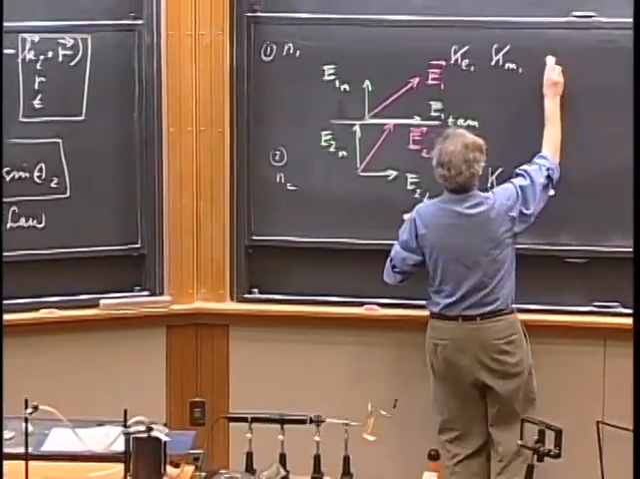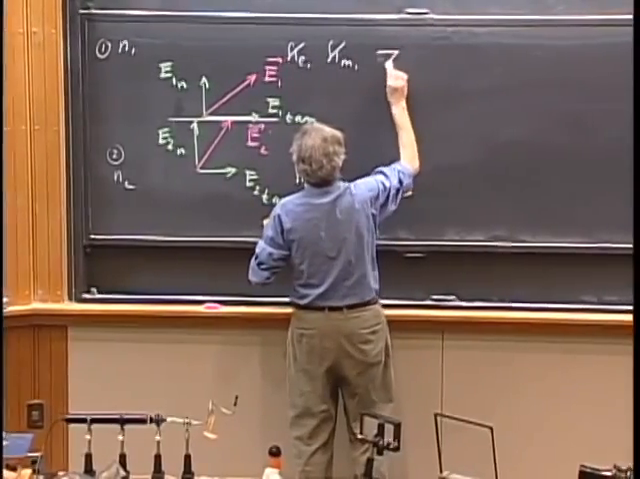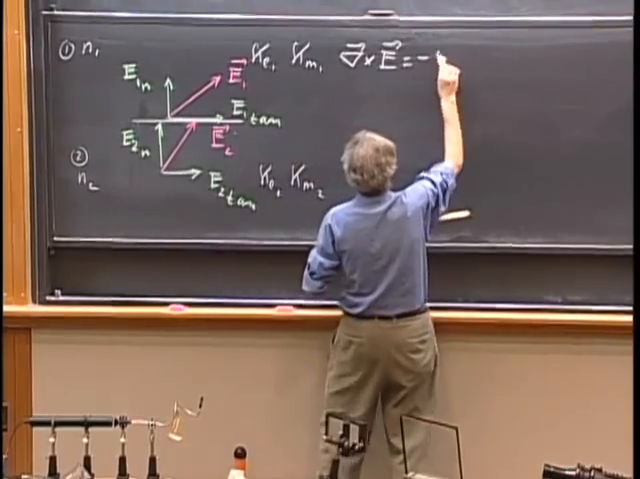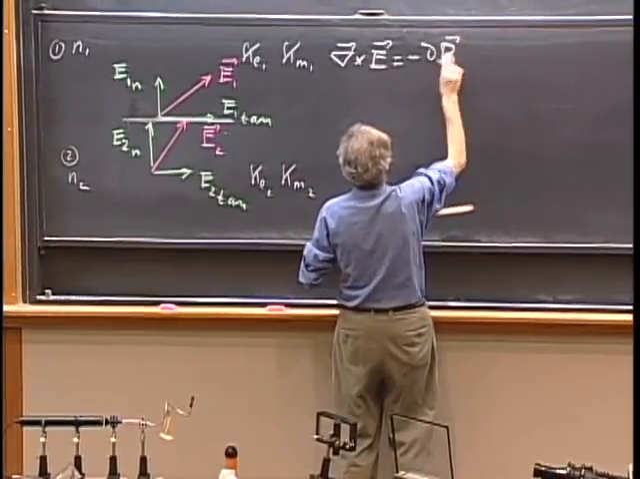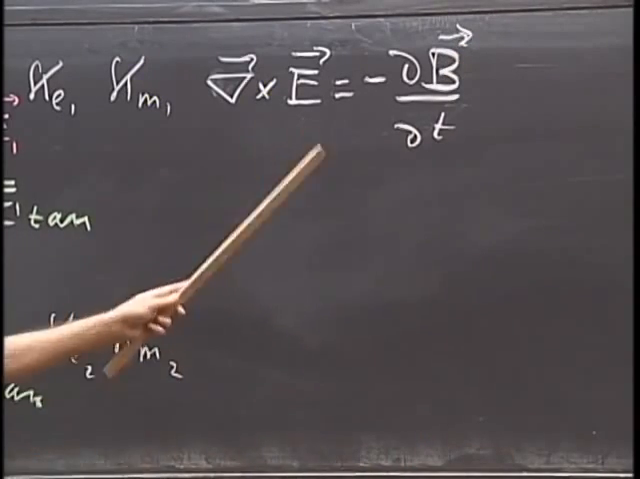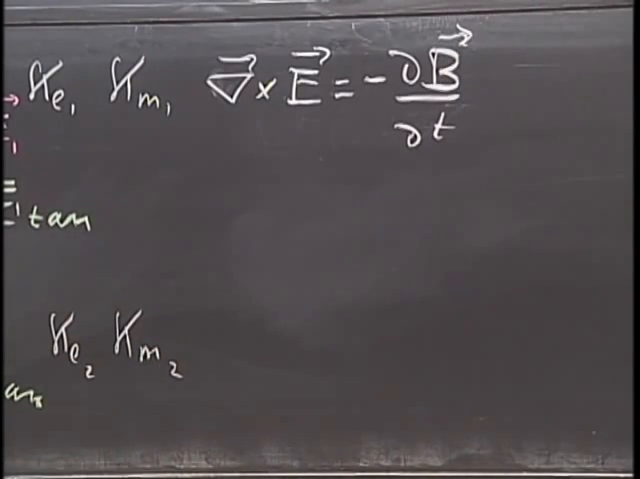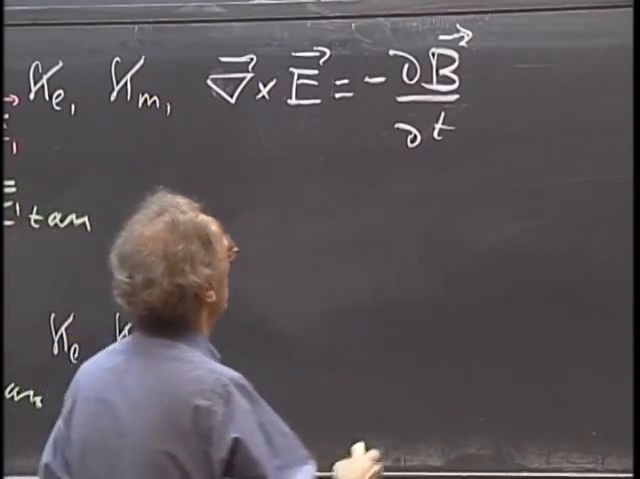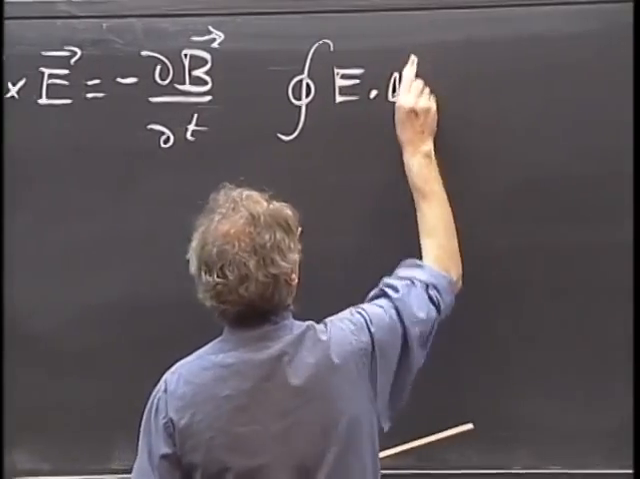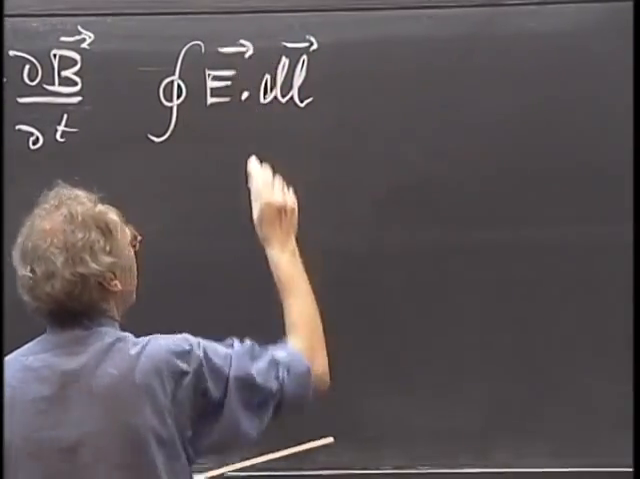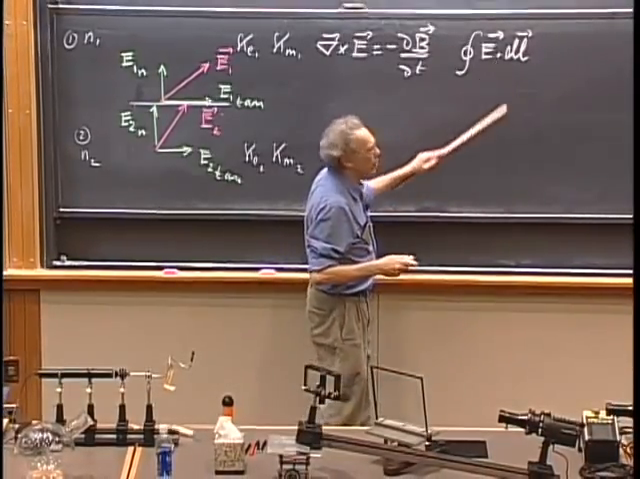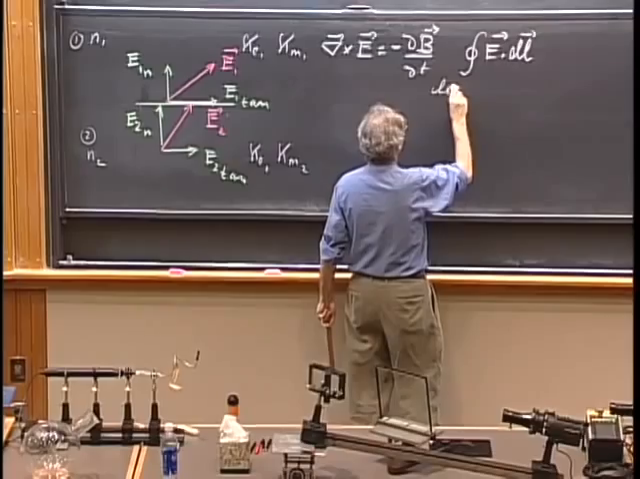So I will do the curl of E, which is minus dB dt. It's my favorite one. It's Faraday's law. It runs our economy. Whenever I see a chance, I use Faraday's law. And that means that the closed loop integral of E dot dl, dl is a little vector along the path that I take in the direction of my path. It is a dot product. It has to be a closed loop.